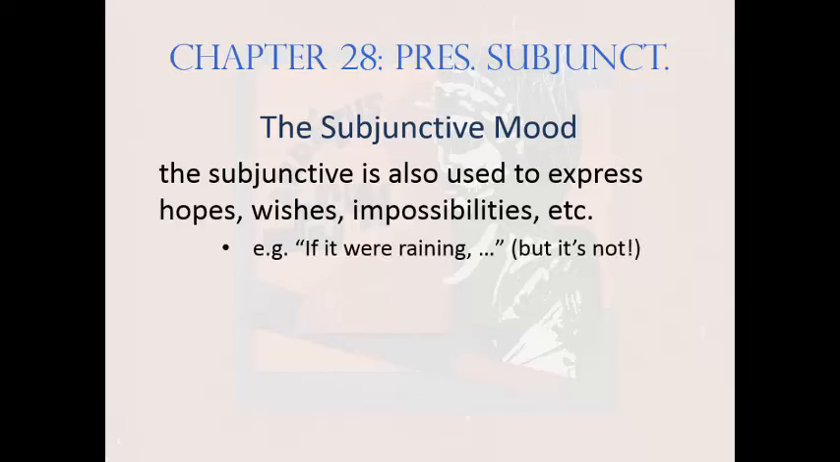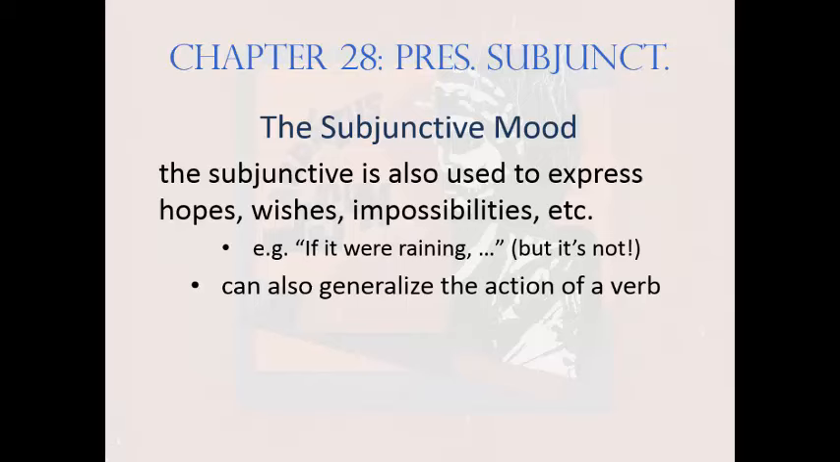For example, if it were raining, but it's not, we would not be standing outside, like we are, so stop whining about the weather. Another important use of the subjunctive in Latin is to generalize the action of the verb. That is, not speak about a particular actual circumstance, but a general rule. Whenever it rains, as a rule, we don't stand around outside. But those are only two of the most common uses of the subjunctive. There are several others, as we'll discover in a moment.